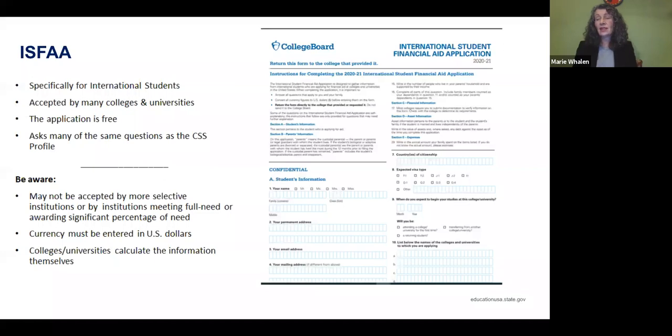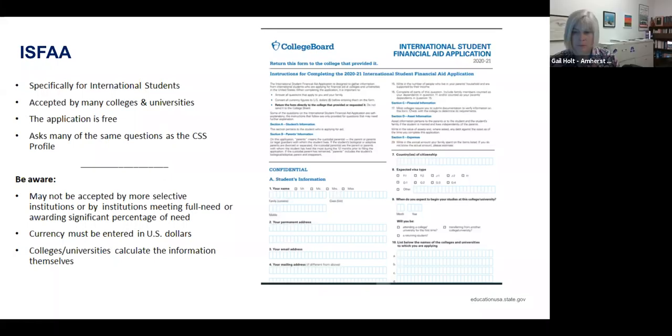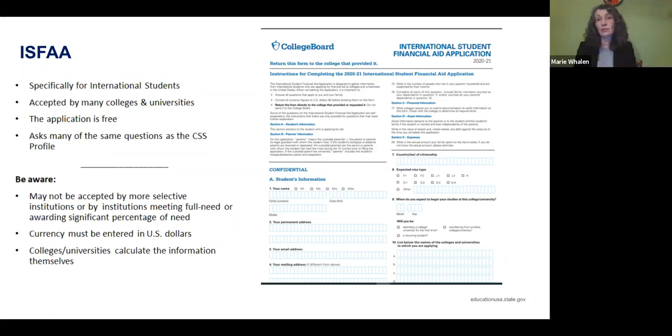so there's no need to ask for a fee waiver. The disadvantages include the fact that all the financial information that you put on the form is information that you need to convert into US dollars yourself. There's no nice tech software to convert that amount for you. On the college side, we don't have the software to provide the need analysis as there is for the CSS profile. We have to do that ourselves, or the financial aid office does.